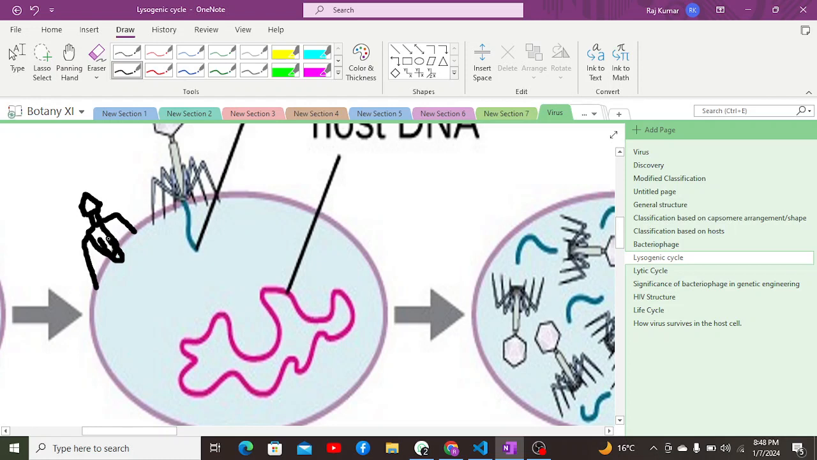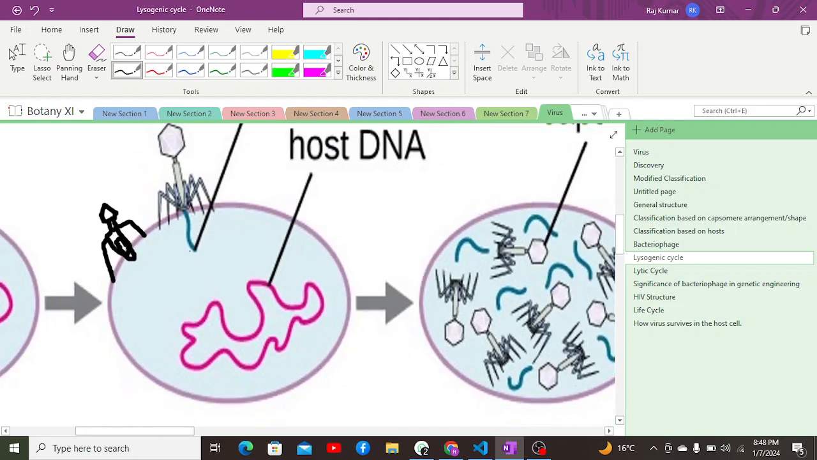and it injects, just like an injection, as we inject the needle of an injection within a person's skin. In the same manner, this contractile sheath contracts, as a result of which the inner hollow tube is injected, penetrated within the host cell cytoplasm. As a result of injection, the viral genome is injected within the host cell cytoplasm.